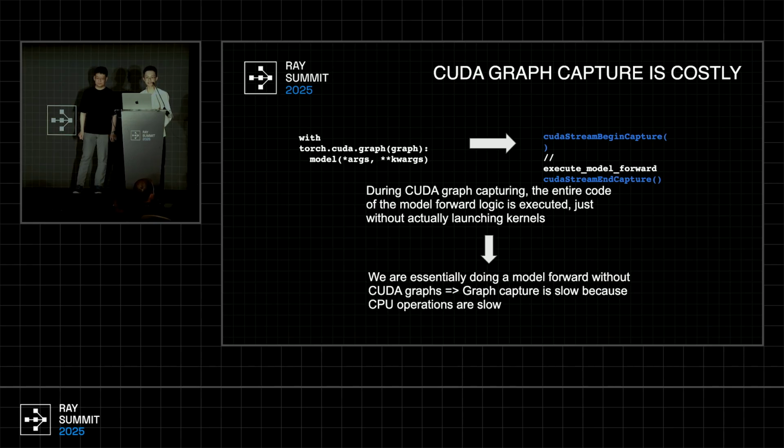And graph capture is slow because the CPU operations themselves are slow. This is exactly the same as what we can see if we are doing NVTX analysis over that. Basically, we can see there's a lot of bubbles between all the CUDA APIs because CPU operations are very slow. This is why we need to use CUDA graph to avoid this cost at decode time.